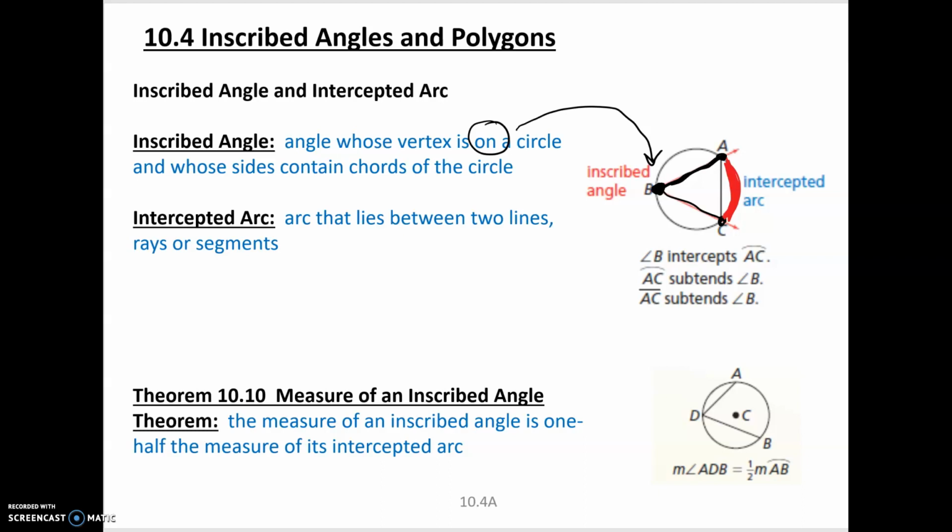So what we're going to do first is actually talk about measurements of these arcs and these angles. The measure of an inscribed angle is 1/2 of the measure of its intercepted arc. So you have a little formula over here, but the measure of the angle is 1/2 of the arc. We're going to use that in order to help us find some measurements.